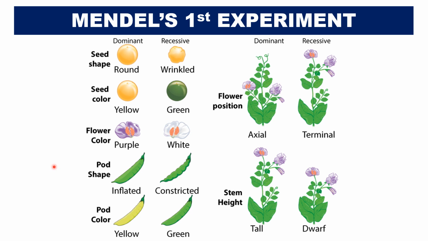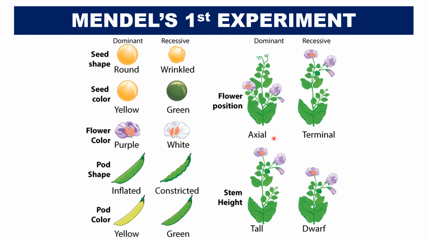These are the contrasting traits Mendel observed. We have the seed shape. For seed shape, round and wrinkled; seed color, yellow and green; flower color, purple and white; pod shape, inflated or smooth, and then constricted; for pod color, yellow and green; for flower position, axial and terminal.